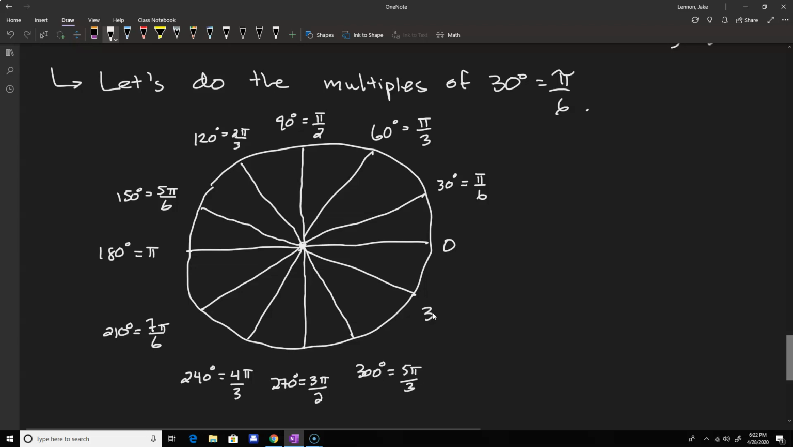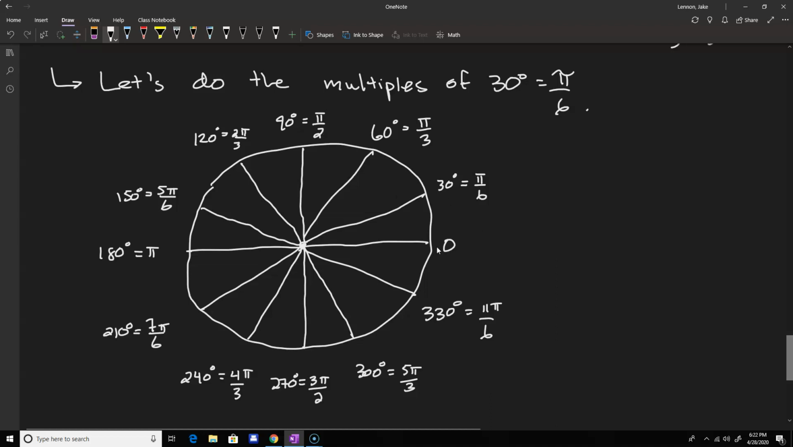And we have 330 degrees, which is 11 pi over 6. Okay, so those are all the angles we care about. So the multiples of 90 degrees, again, are all found just by using the coordinates of the points that are on the x and y axis.